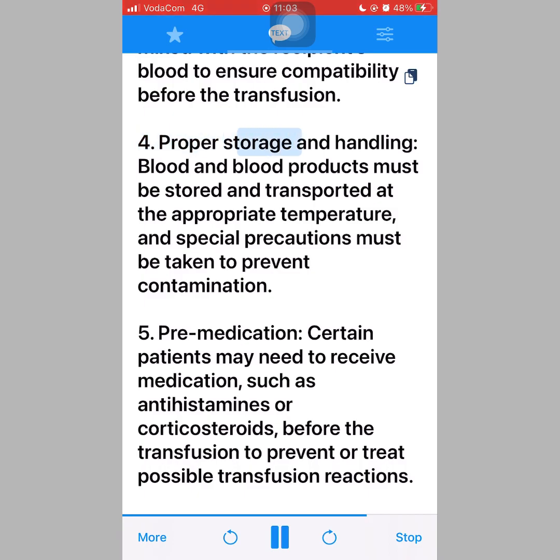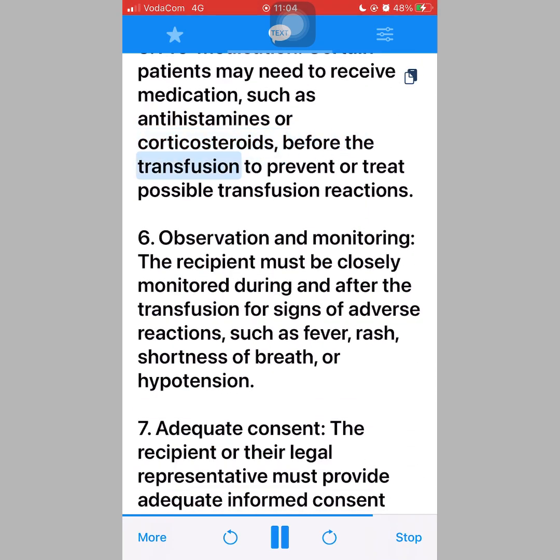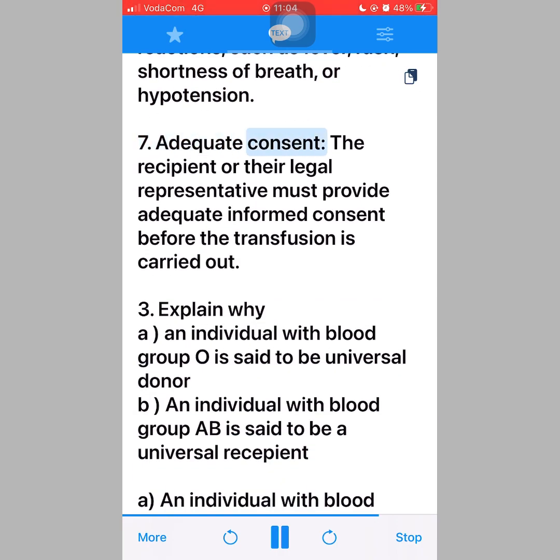4. Proper storage and handling. Blood and blood products must be stored and transported at the appropriate temperature, and special precautions must be taken to prevent contamination. 5. Pre-medication. Certain patients may need to receive medication, such as antihistamines or corticosteroids, before the transfusion to prevent or treat possible transfusion reactions. 6. Observation and monitoring. The recipient must be closely monitored during and after the transfusion for signs of adverse reactions, such as fever, rash, shortness of breath, or hypotension. 7. Adequate consent. The recipient or their legal representative must provide adequate informed consent before the transfusion is carried out.